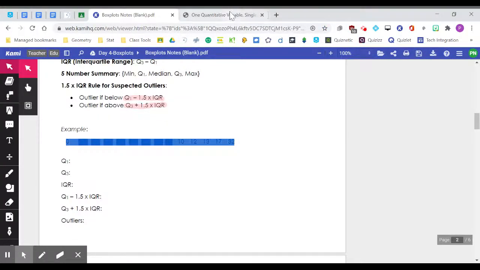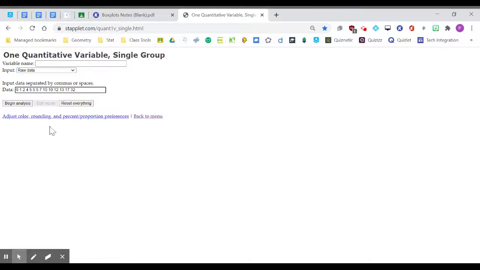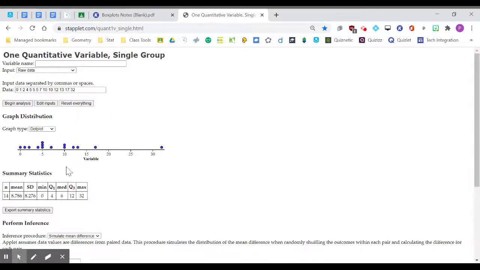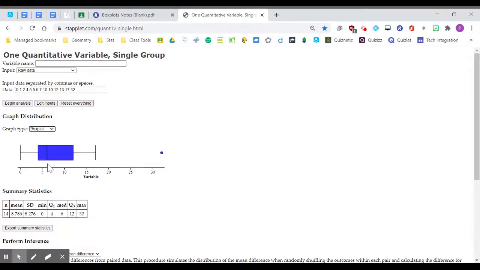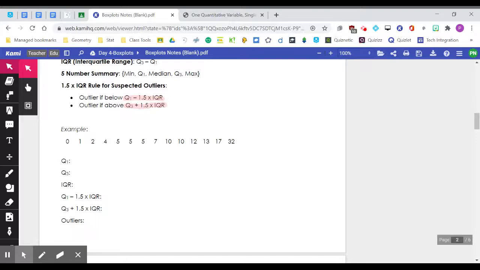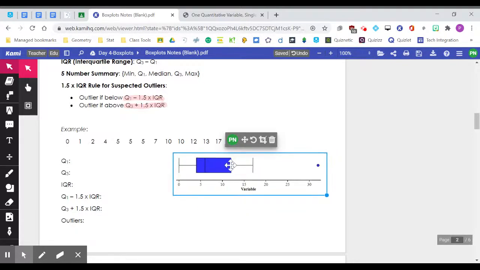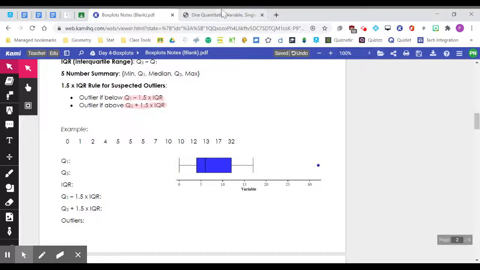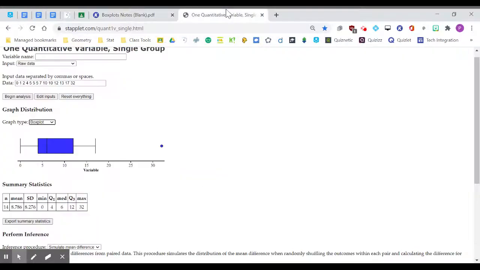And this is just a random example, so I don't need a title or anything. I'm going to do begin analysis, and it comes out as a dot plot. I want to change it to a box plot. And look at that, we already have a picture, so I'm going to get out my snipping tool and snip my image, paste it in here because I like to have a reference and a visual diagram. And then you'll notice I'm asking for some important information.